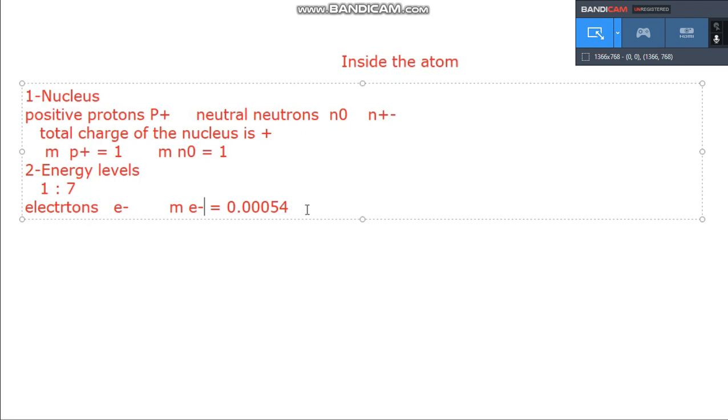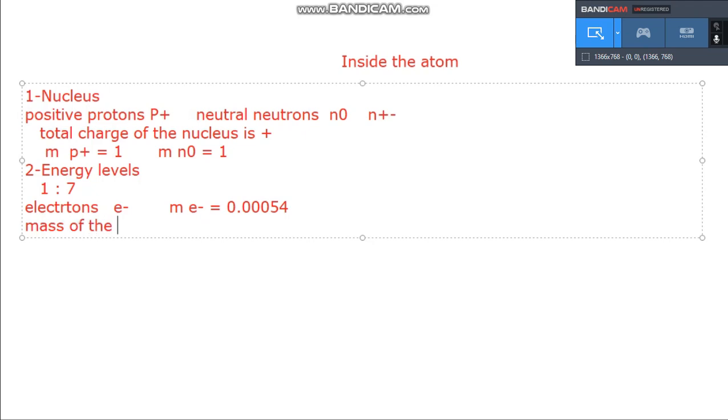So the mass of an electron can be neglected if we compare it to the mass of a neutron or a proton. Neglected means we can't count it. Okay?